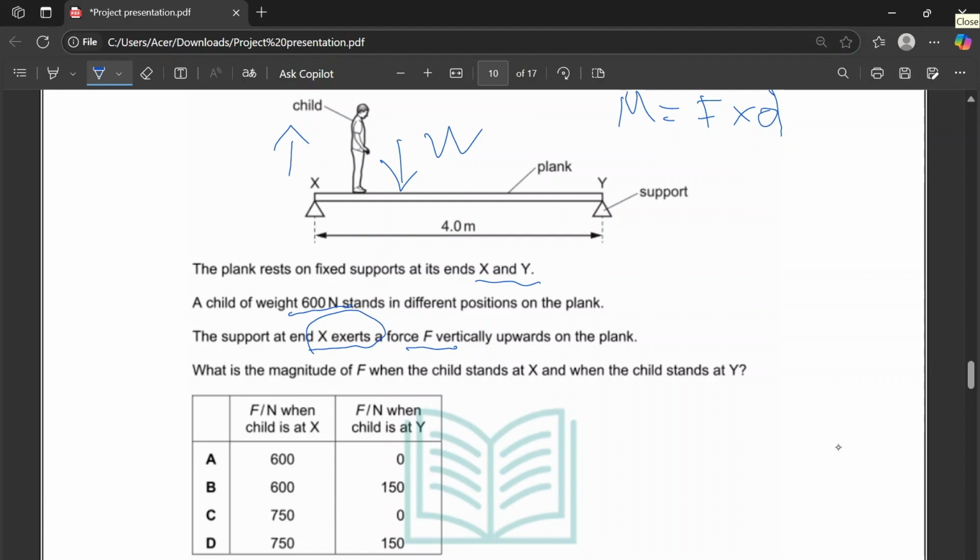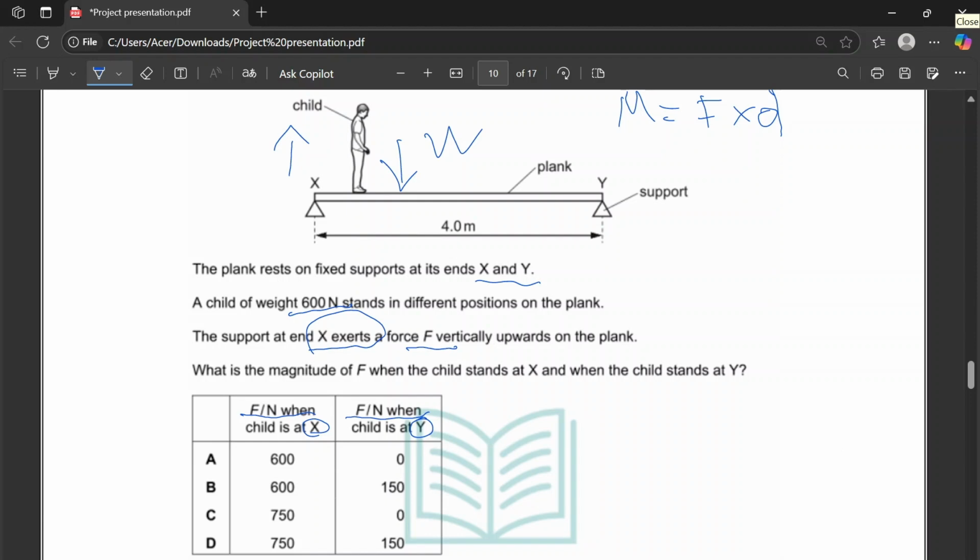So in the answer, as you can see, there is F when x and F when y, when the child stands on x and on y. So we need to find two forces, at x and at y, when the child stands on them. First of all, let's find the x1.